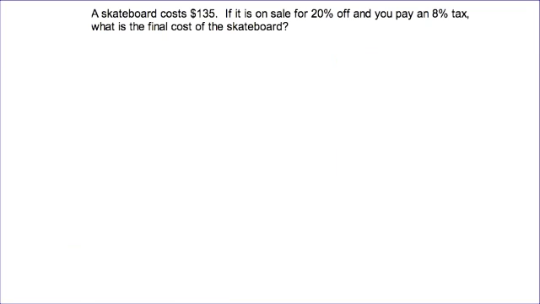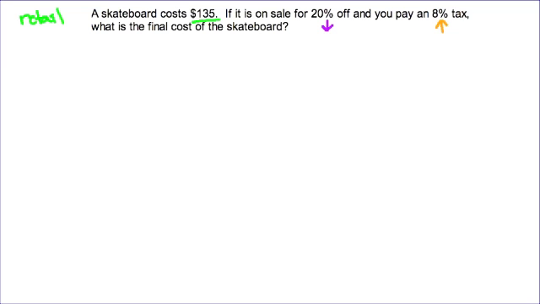So the example here is a skateboard costs $135. So that's the retail price. That's what the store wants to sell it for. But it's now on sale for 20% off. So we have a discount here, and discounts, remember, are decreases. And you are going to pay an 8% tax, so there's going to be an increase at the end. So the question is, what's the final cost of the skateboard?